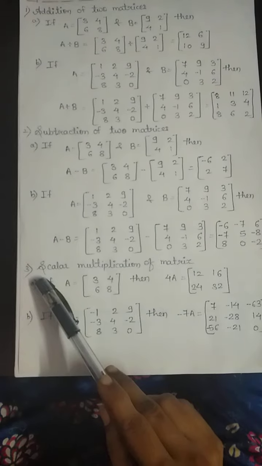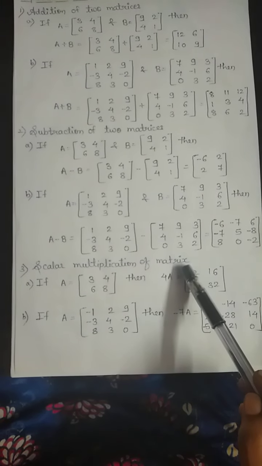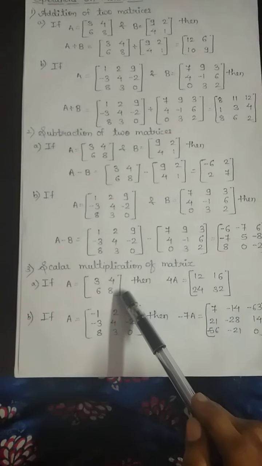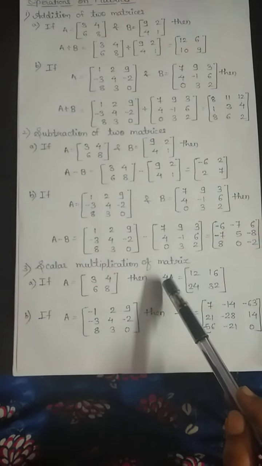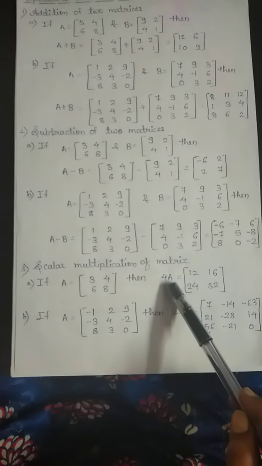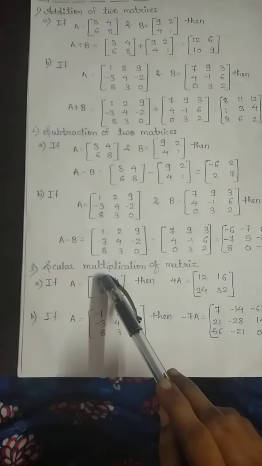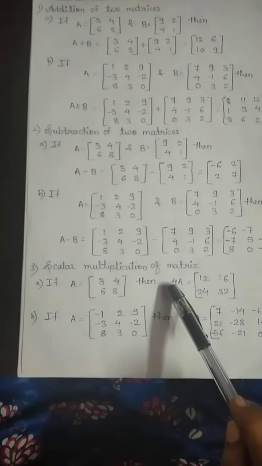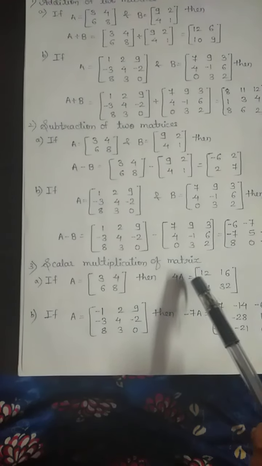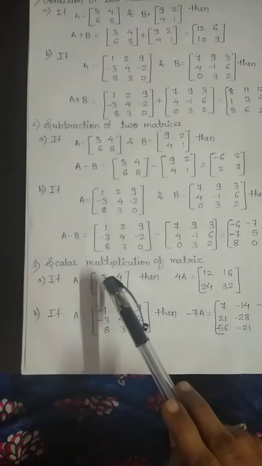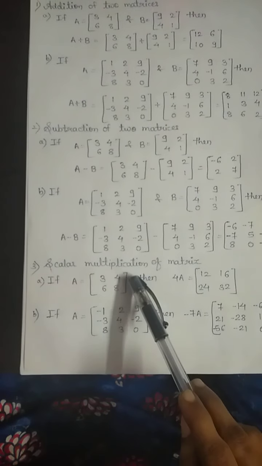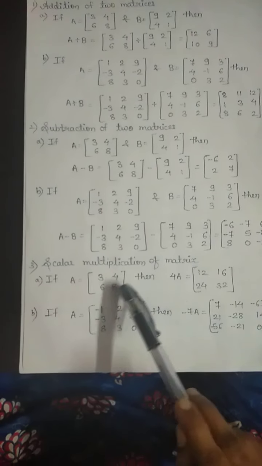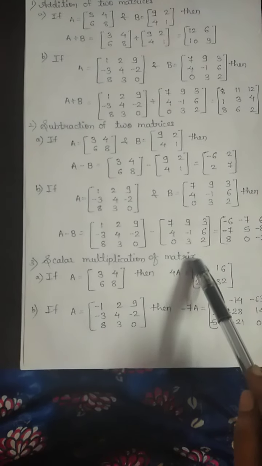Then the next operation is scalar multiplication of a matrix. Now suppose a matrix A is given of order 2 by 2 and we want the answer for 4A. Then we are going to multiply each and every element of matrix A by 4, and this type of multiplication is called scalar multiplication. Here 4 into 3 is 12, 4 into 4 is 16, 4 into 6 is 24, 4 into 8 is 32. So this is the answer for 4A.